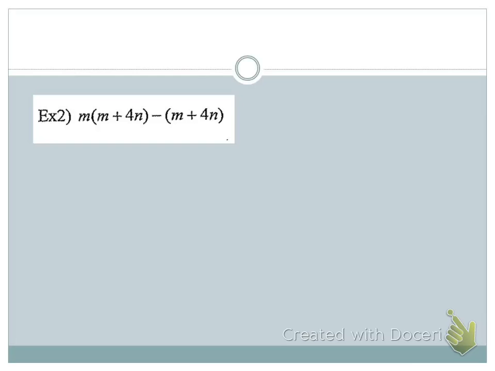Next one, m times m plus 4n minus m plus 4n. So if it helps to kind of box your terms, you can, but who can raise their hand and tell me what these terms have in common? Or do we need to go to our sticks? I'm seeing the same hands calling on the same people. Jalen, what do you think? What do they have in common?